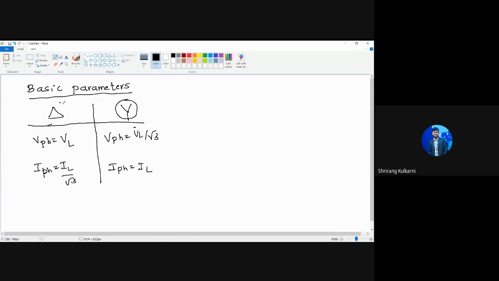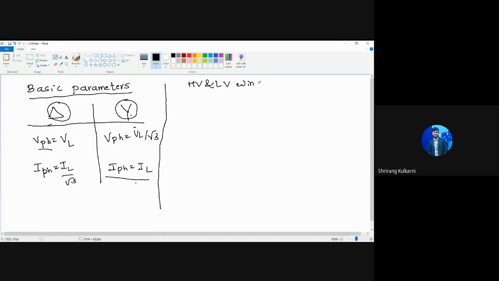In case of delta connection, voltages are equal. In case of star connection, currents are equal. In delta, V phase equals VL and I phase equals IL by root 3. In star, V phase equals VL by root 3 and I phase equals IL. Getting this? This is one part. The next part is HV and LV.